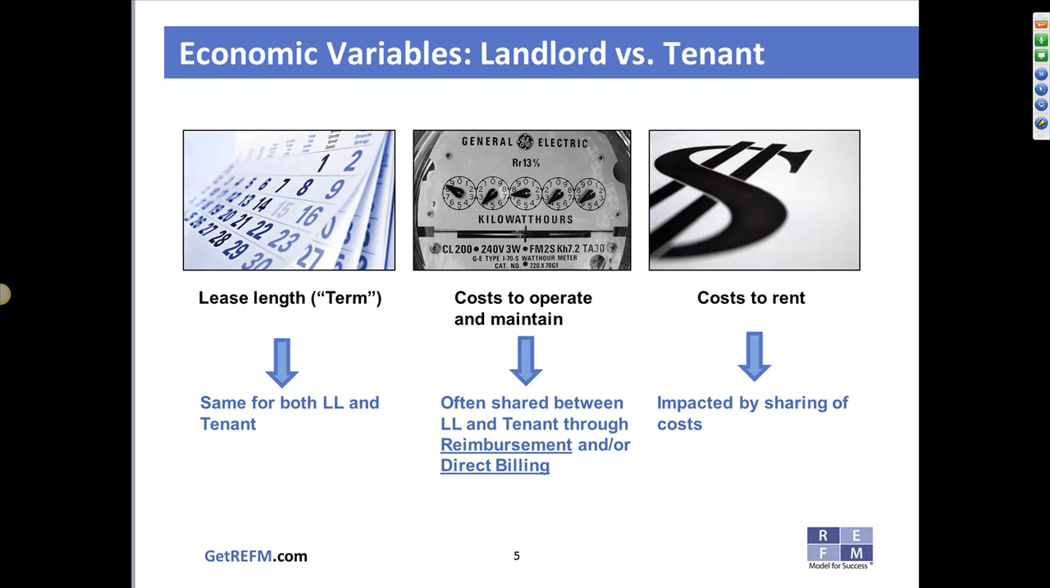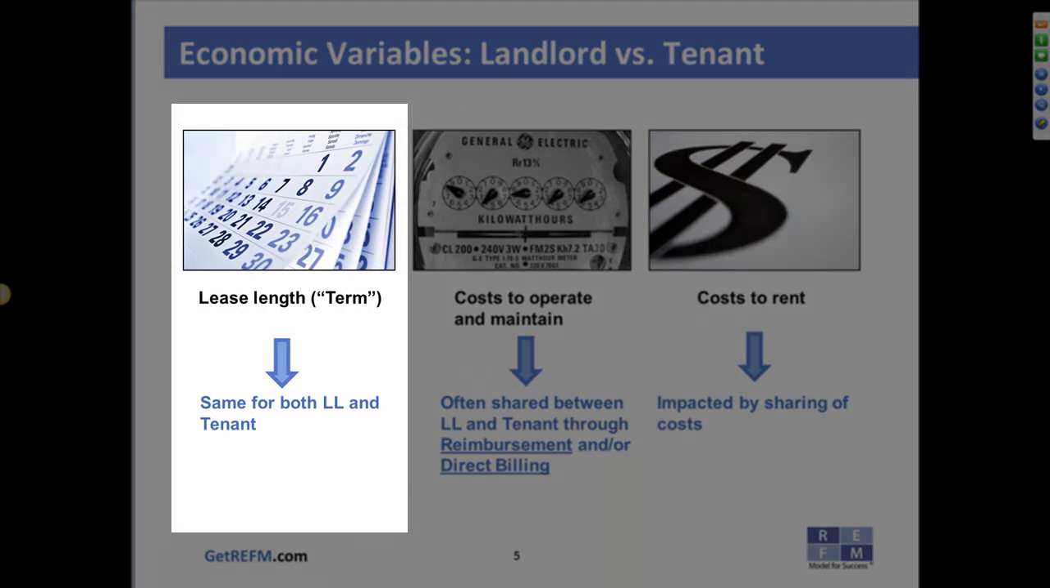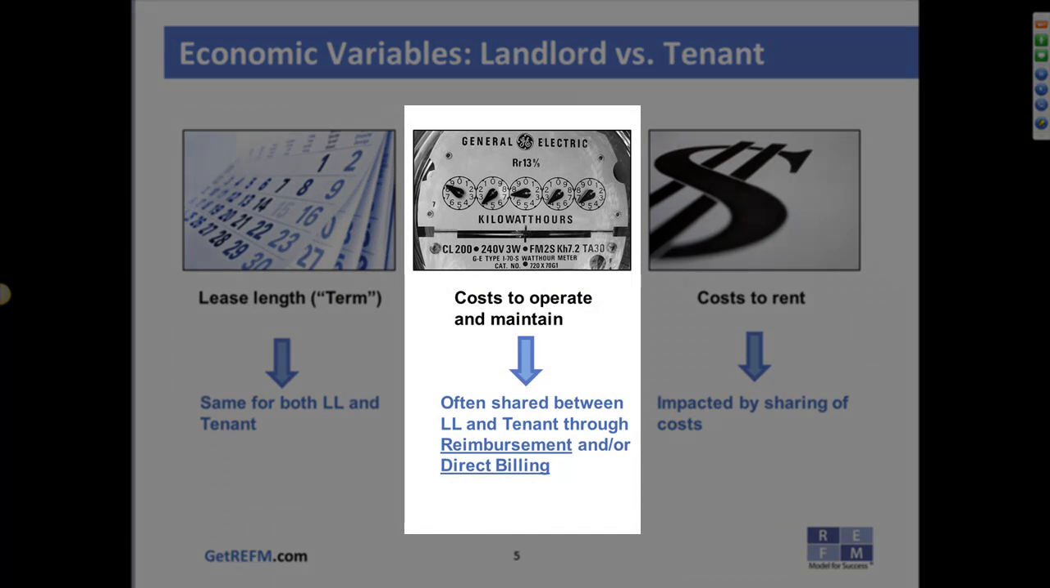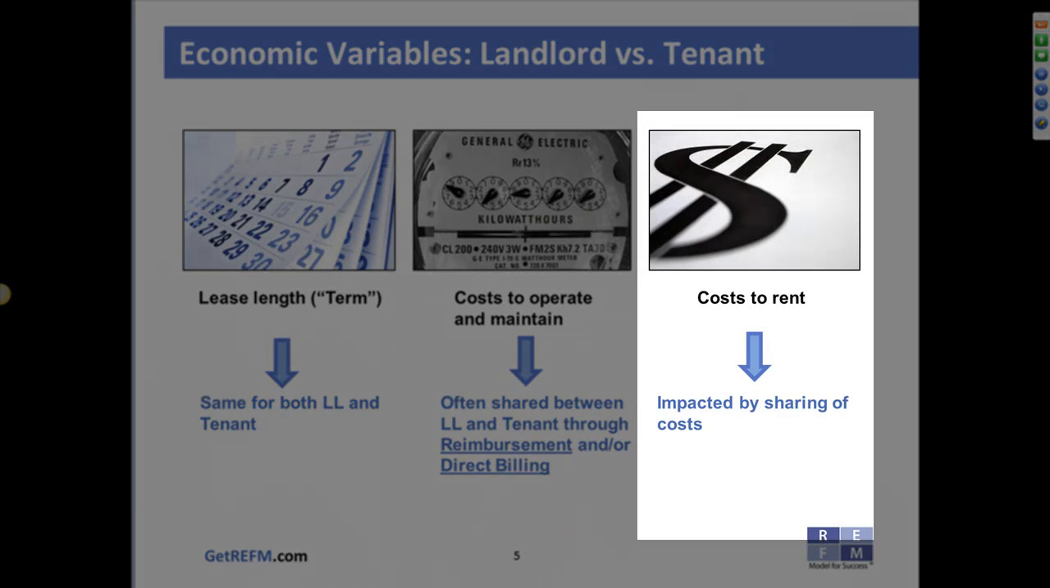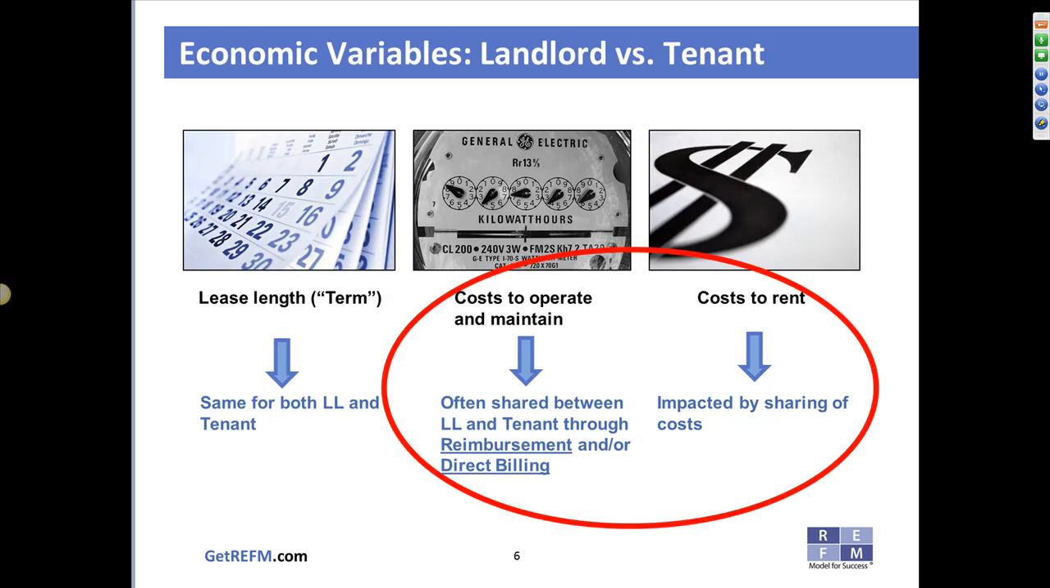When we take a look at these variables, we start to see some differences. Well, for the lease term, naturally that's the same to both the landlord and the tenant. With respect to the costs to operate and maintain the space, these are often shared between the landlord and the tenant, either through reimbursement of expenses from the tenant back to the landlord and or through direct billing of those expenses from the various vendors and service providers and utility providers to the tenant. And the costs to rent are therefore going to be impacted by the sharing of the costs to operate and maintain the space. And so it's here where things start to get a little trickier as it relates to modeling these commercial leases of these various types.